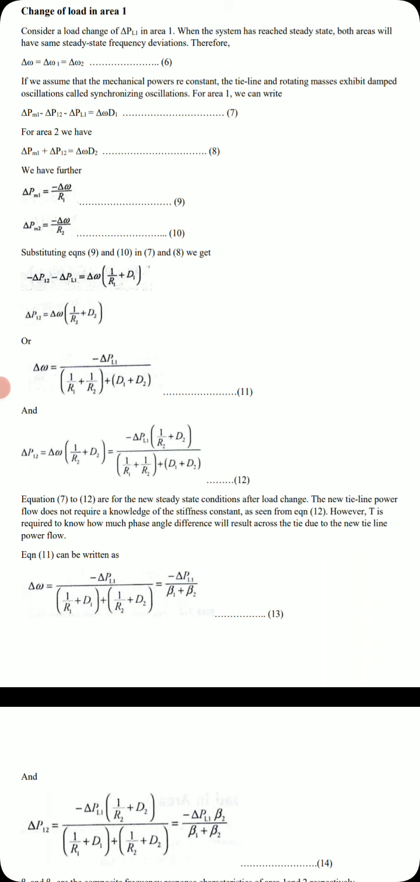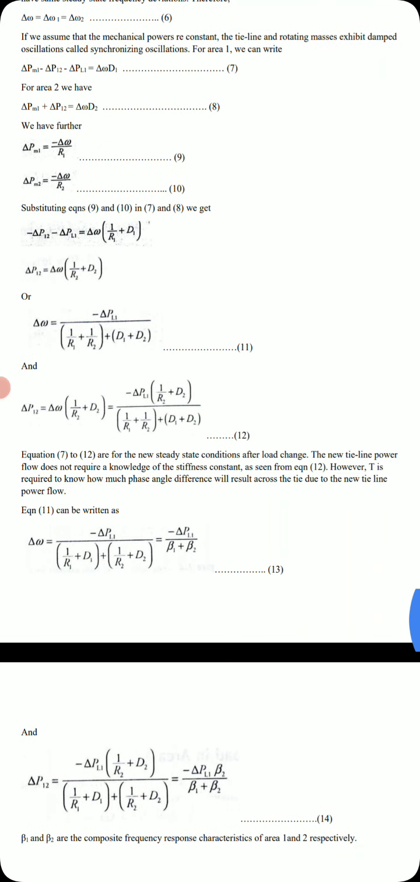Or by writing this, delta omega is equal to minus delta PL1 divided by 1 over R1 plus 1 over R2 plus D1 plus D2. This you can take as equation 11. And finally delta P12 is equal to delta omega into 1 by R2 plus D2, substituting these things. So equations 7 to 12 are the new steady state conditions after load change. The new tie line power flow does not require knowledge of the stiffness constant, as seen in equation 12 just before. However, T is required to know how much phase angle difference will result across the tie line due to the new line power flow.